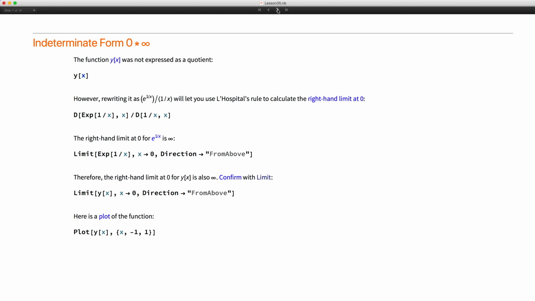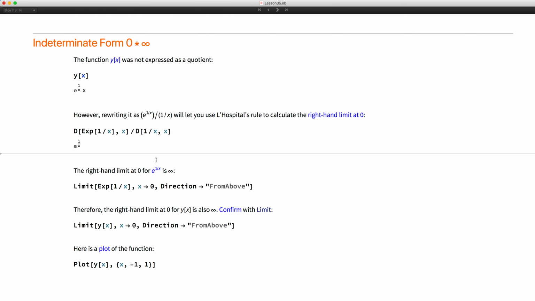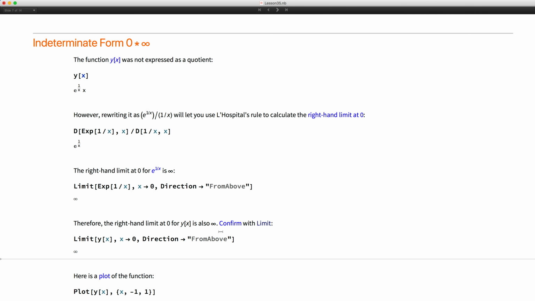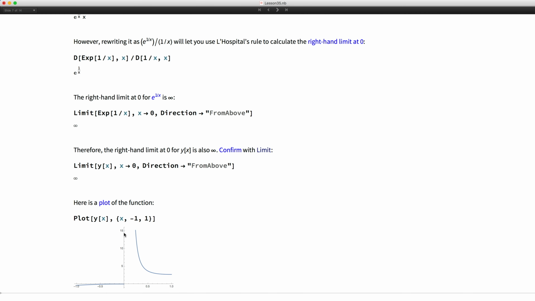Next, go on to type 0 times infinity for the function y of x. Now, in this case, you don't really have f over g, so you write it as exponential of 1 over x over 1 over x, take derivatives, and then if you plug in x equal to 0, you do get back the answer infinity from above. So that's the limit for y at 0 from above. And here's a plot which shows quite clearly that at 0, the function does approach infinity if you go from the right, if you go from above.